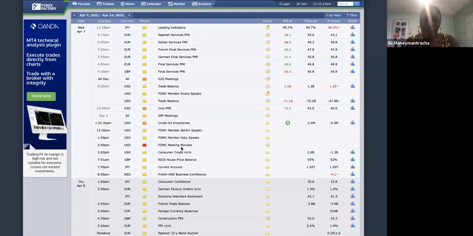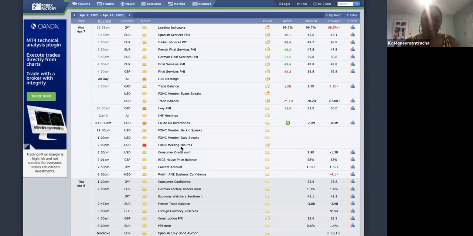We really want to avoid that as a novice trader. As a new trader, you really want to avoid red folders. But as an experienced trader, you're going to live for these because, like I said, all we care about is spikes. So we actually are going to be trading USD today simply because we just are.